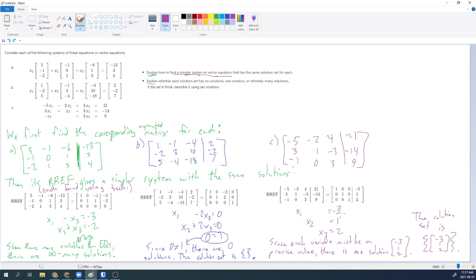Finally, here, we're just told exactly what each variable has to equal. It has to be a precise value. There's only one solution. It's this vector. The solution set is the set containing that vector. So I've described solution sets of finite solution sets using set notation. I believe that I have done everything I was asked.